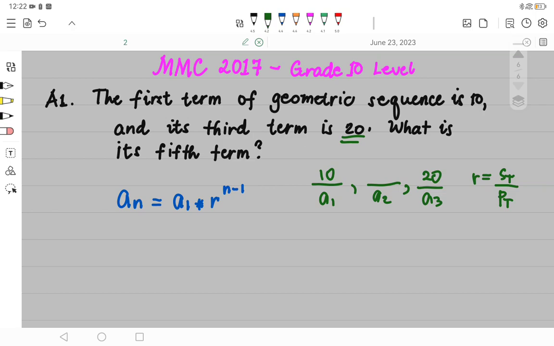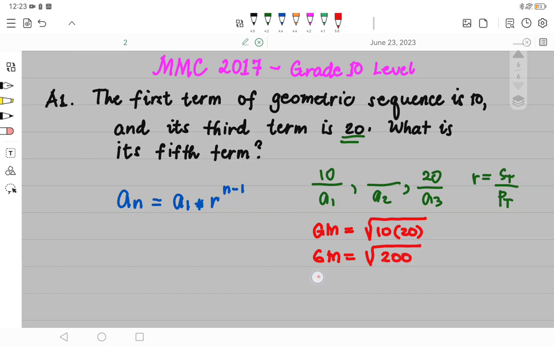Now, we will do another thing before we solve for the common ratio, and that is to solve for the geometric mean, or the term in between the other two terms in a geometric sequence. So what's the formula? We just need to multiply the two numbers. So the geometric mean of a geometric sequence is just the square root of the product of the two numbers, 10 and 20. So therefore, the GM of this will be square root of 200.